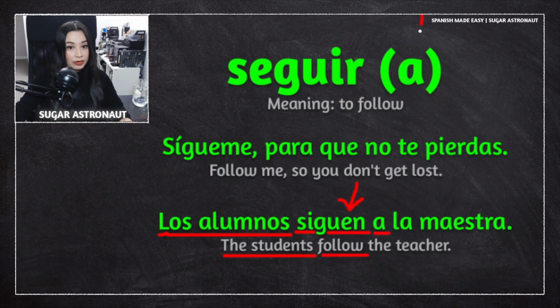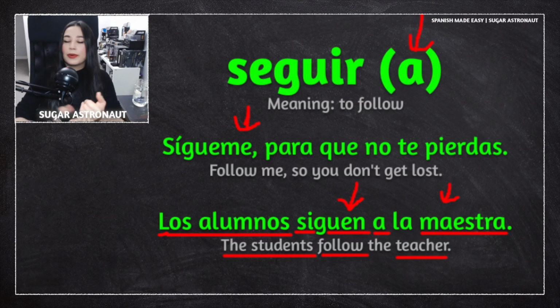A, we're using a. Do you remember sometimes you need to use a, sometimes you don't. Usually, here's a trick. If you are adding a pronoun to the verb seguir, just like here, you don't need a. Okay, but if you are adding a noun after the verb seguir, then you need a. Okay, seguir a, and then you add a noun. In this situation, the noun is maestra. Okay, maestra, teacher.